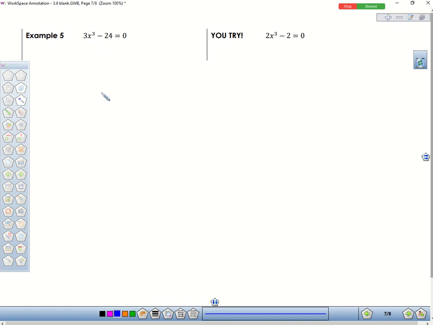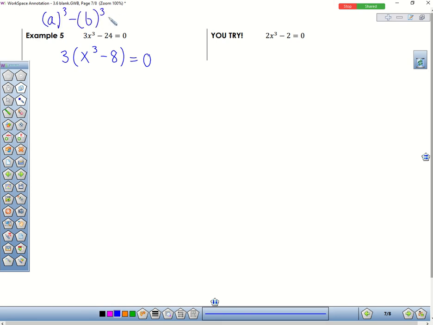I first have to find a GCF. So what's the GCF in this case? 3. I'm going to factor out a 3. And then from here, I now have the difference of cubes. So I'm looking at the difference of cubes formula, which is on the front of your worksheet, the bottom formula right here. I'll write it on the top. The formula says if we can write some value to the third power minus some other value to the third power is equal to a minus b times a squared plus ab plus b squared, like that.